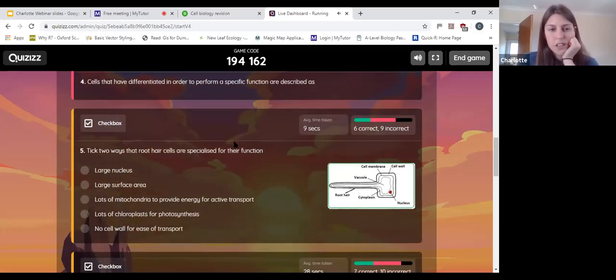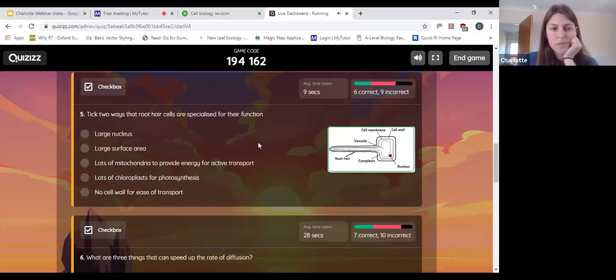Checkbox for question 5. Tick 2 ways that root hair cells are specialised for their function. Feel free to tell me if I'm going too quickly. I think we're probably all right. Most of you, I think, have got through these. So 2 ways that root hair cells are specialised for their function.